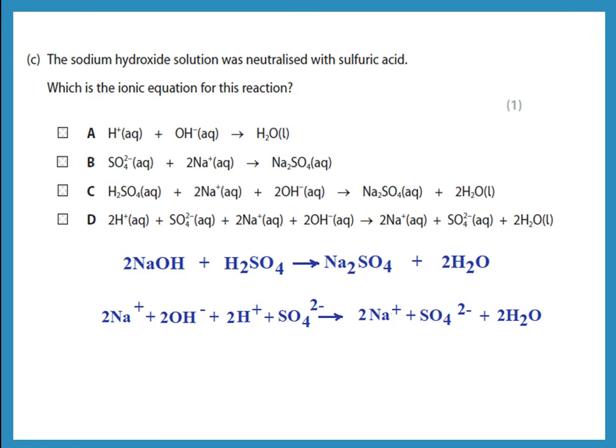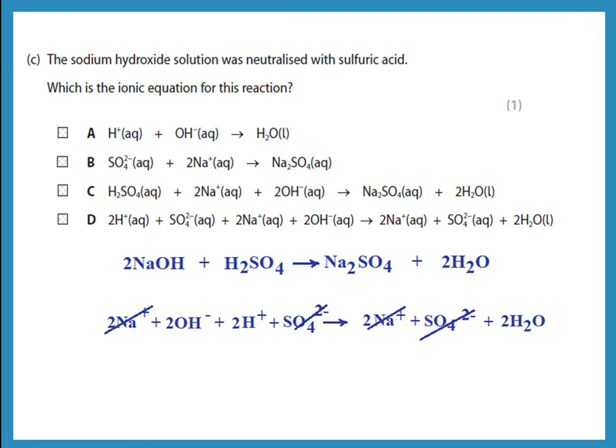Then we look on both sides of the arrow and we cancel whatever is the same on both sides of the arrow. So what is the same here? Na plus and Na plus. SO4 2 minus and SO4 2 minus. What am I left with? I'm left with the hydroxide plus H plus to give water. But notice that this is 2, 2, 2. When there is 2, 2, 2, they cancel each other. So actually, that final equation is your ionic equation. Now, it is similar to which one? That's my first choice. Okay?